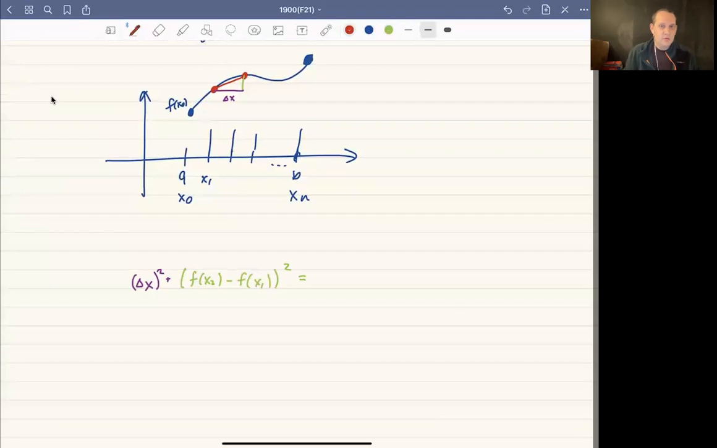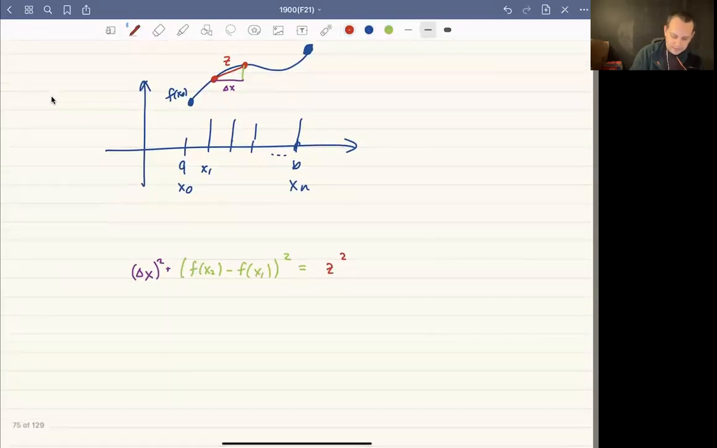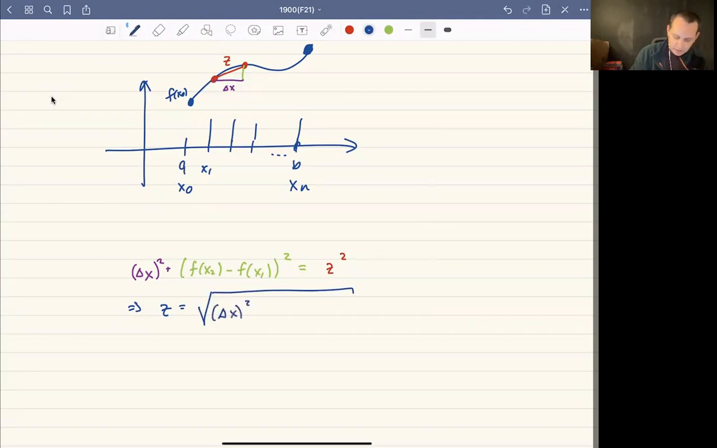And this red length, we don't know what it is. Let's just call it z. That's going to be z squared. And so z is going to be the square root of the sum of delta x squared plus the change in y squared.